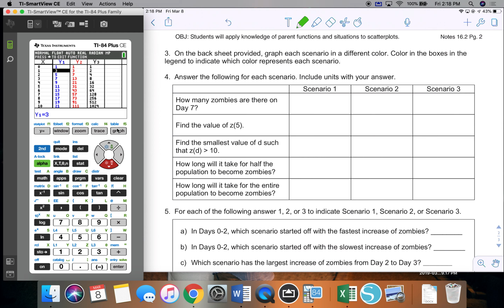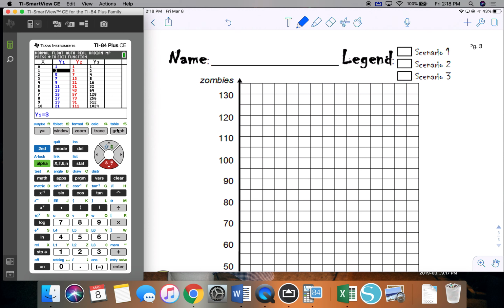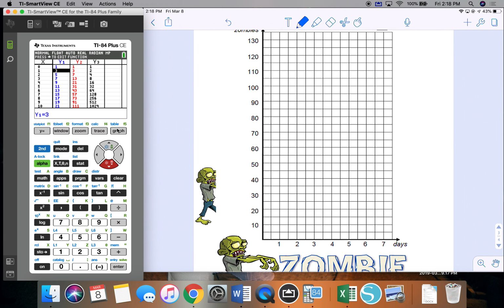So part 3, they've asked us to graph the scenarios on this piece, so I'm going to go ahead and graph those. Scenario 1 we had in blue, and on the blue we started with the point (0, 1). Then when x is 1, y was 3. At 2 it's 5, 3 is 7, 4 is 9, 5 is 11, 6 is 13, and 7 is 15. So we can see that that is pretty much a straight line.